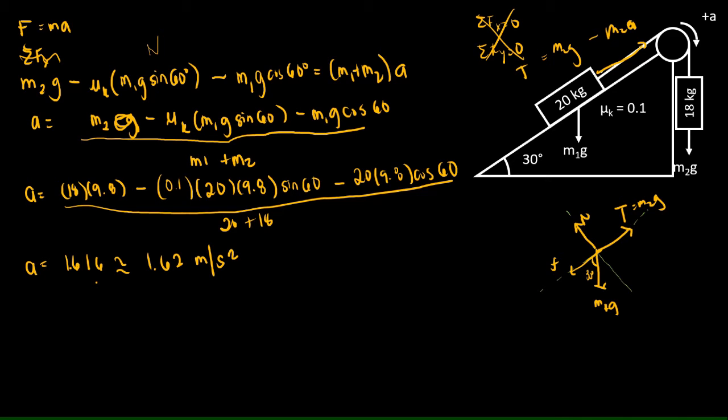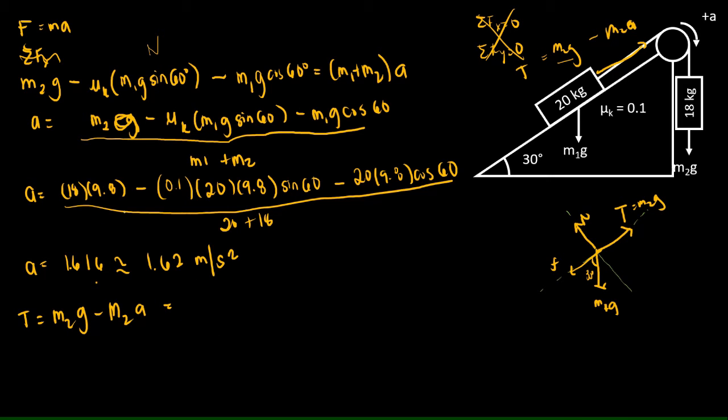Since ito ang ating mass or weight mismo, the weight of the block. Then also the acceleration that is applied by the pulley. So to solve for the tension, that is M2G minus M2A.